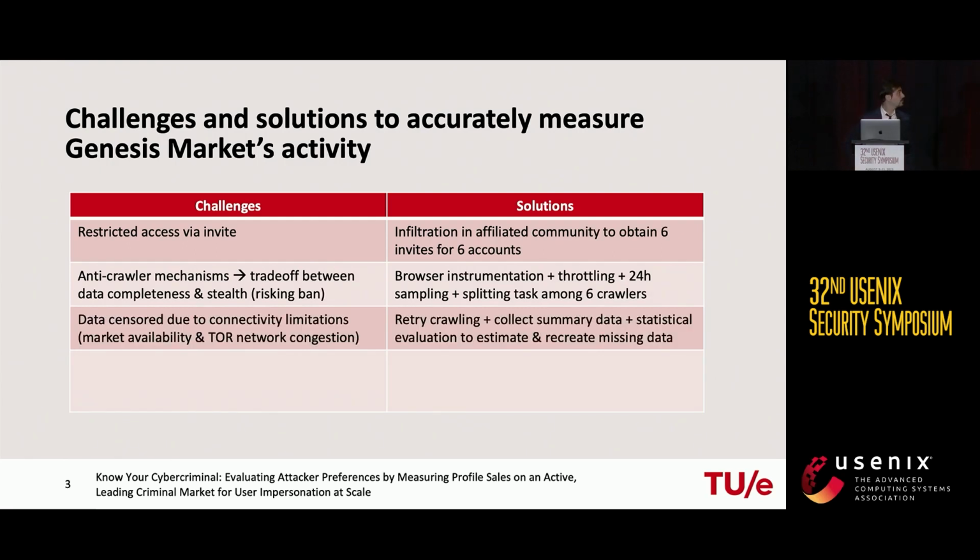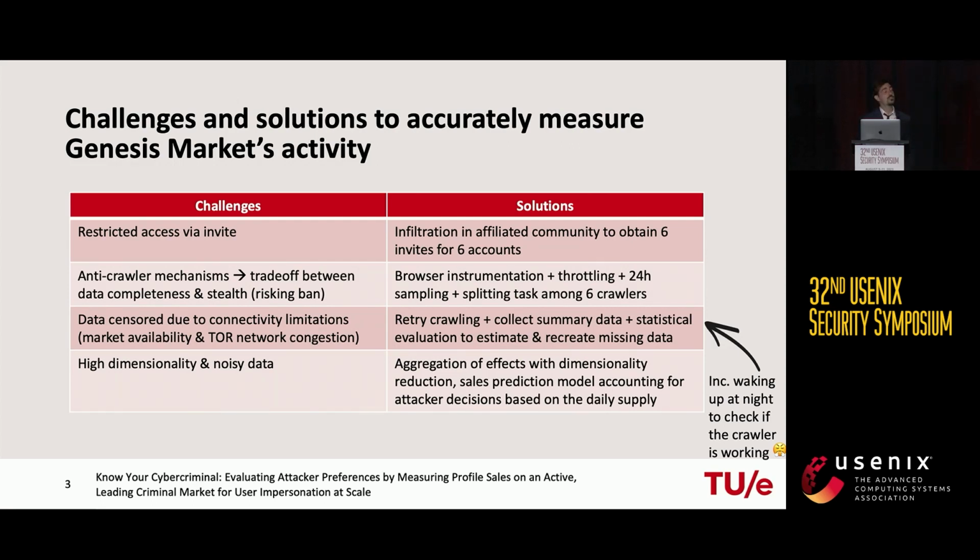Another problem is that extracting this kind of data is complicated because data gets censored very easily because of connectivity issues. Sometimes the Tor network is congested, other times the market was completely down. So the crawler had to retry to crawl again under certain circumstances. We had the possibility to collect also some summary data from the market, so we could have an idea of what was going on in the days that we couldn't get data from. And we conducted some robust statistical evaluation to recreate the missing data, including also me waking up in the night to see if the crawler was working and manually restarting it. Come on, I won't sleep.